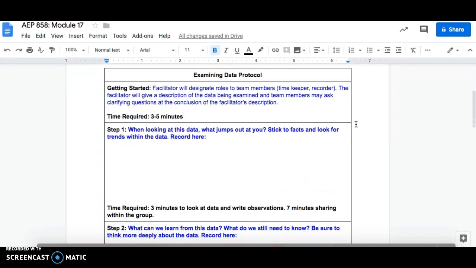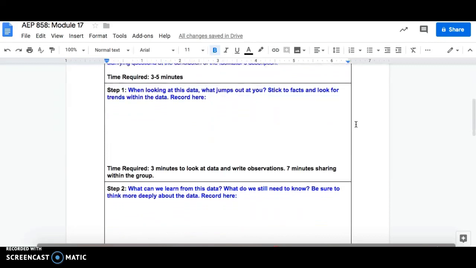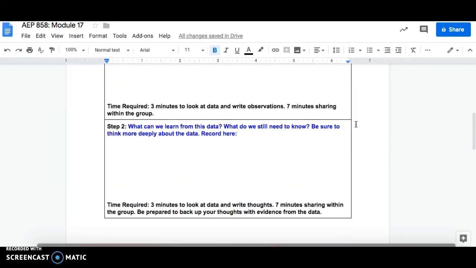This document will be shared with everyone so that they can be taking notes themselves and then be ready to share out. And so the first step says, when looking at this data, what jumps out at you? Stick to facts and look for trends within the data. The team members will record there, so we'll take about 3 minutes to look at the data, write observations down, and then we'll share out within our group for the remaining 7 minutes to give us a total of 10 minutes for step 1.